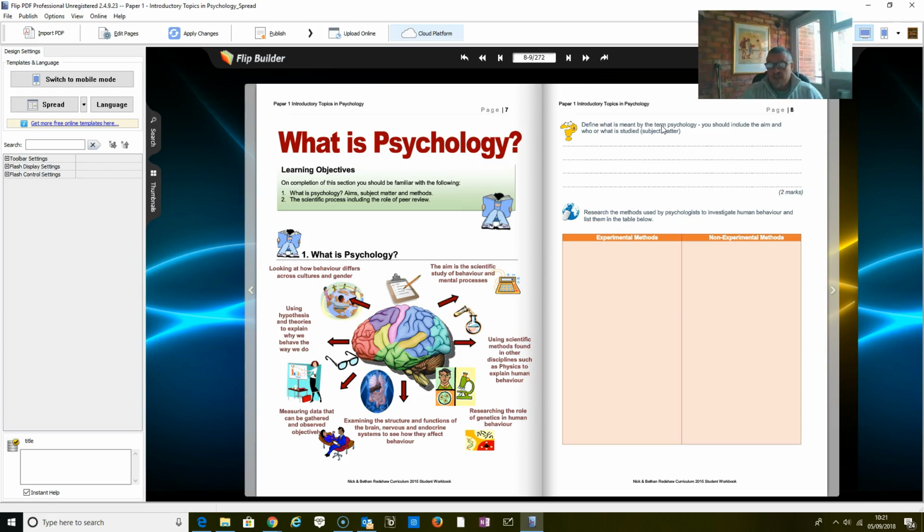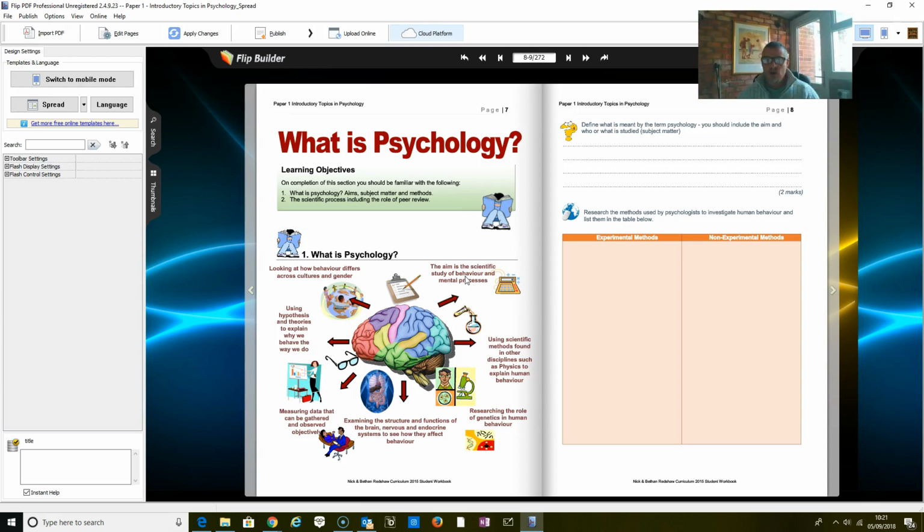So AQA Psychology could ask you a question on the exam, i.e. define what is meant by the term psychology, 2 marks. Well, if we come across here to page 7, we take a little look and we choose 2 points, i.e. the question asked to include the aim, so we should include the aim, and the aim of psychology is the scientific study of behaviour and mental processes.